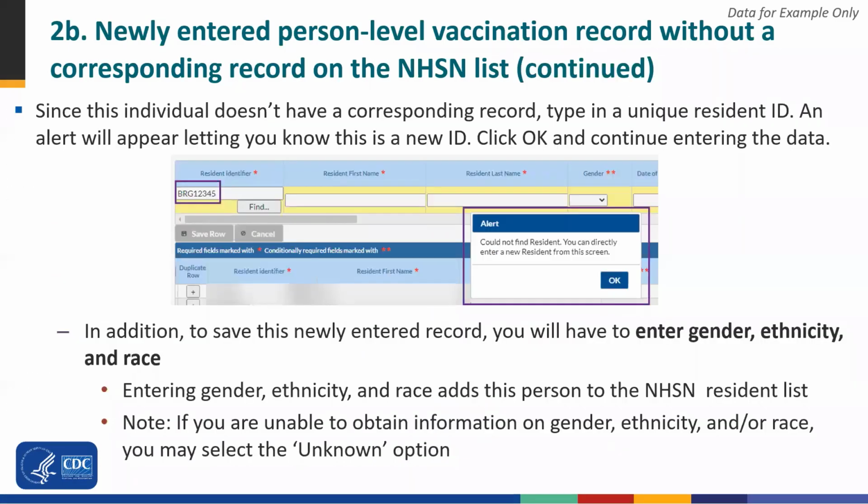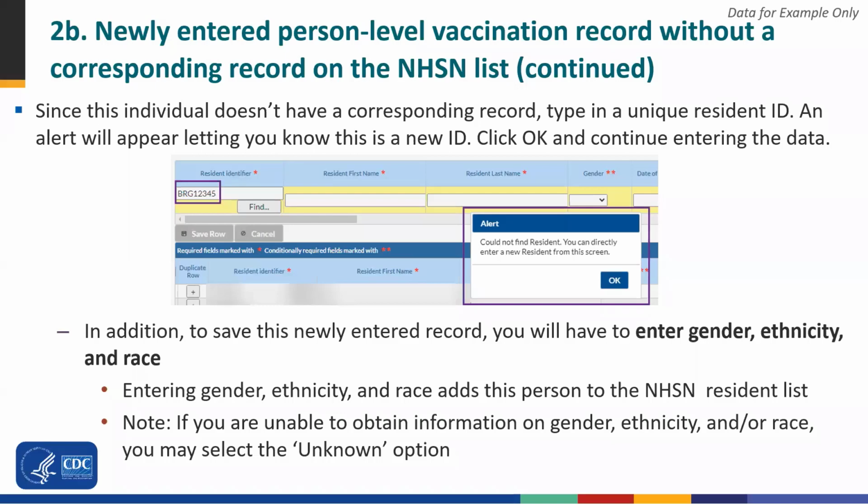And since this individual doesn't have a corresponding record, you're going to want to type in a unique resident ID in the resident identifier box like you would normally. And when you click out of that box, you'll see an alert appear letting you know that this is a new ID. And all this alert says is could not find resident. You can directly enter a new resident from this screen. So it's just telling you, hey, by the way, it looks like this is a new resident that doesn't already exist in NHSN. And this is fine again. This is not a problem. So you'll just want to click OK. And then after you click OK, you can continue entering the data in this new resident row as usual.